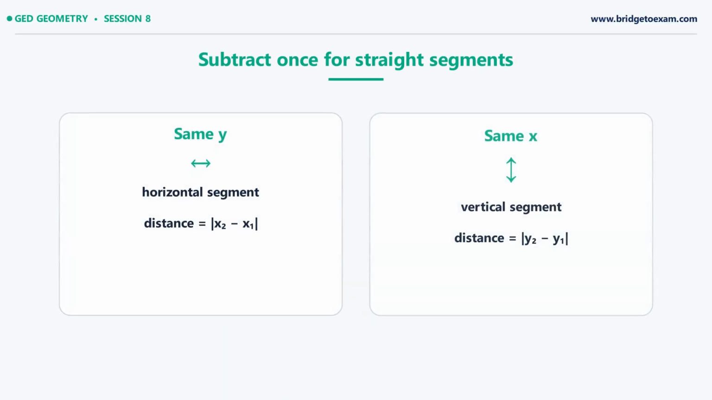Welcome to Session 8. When 2 points share the same y-coordinate, the segment is horizontal. When they share the same x-coordinate, it is vertical. In either case, distance is one absolute difference. You do not need the full distance formula for a segment that stays on one grid line.